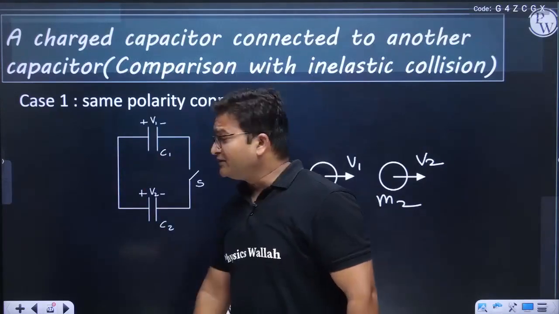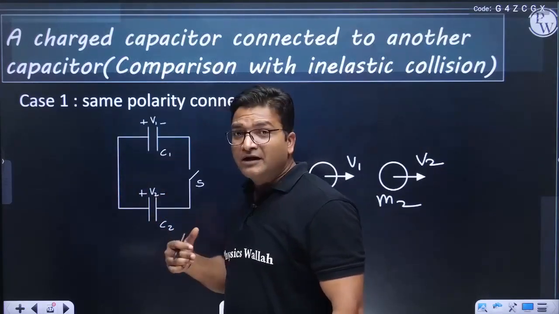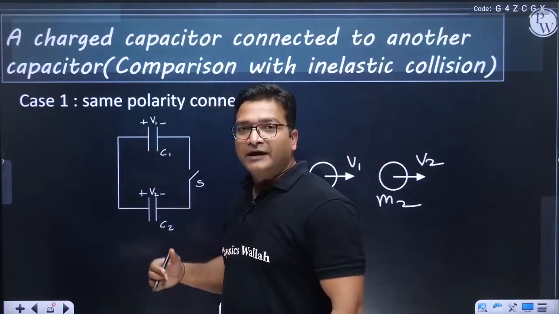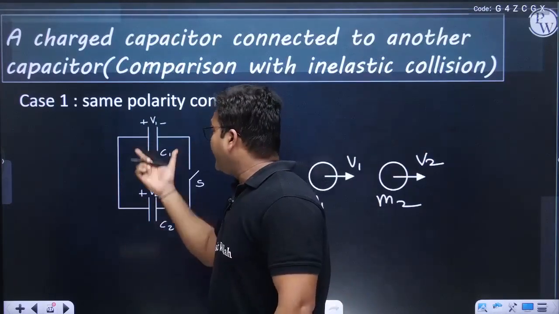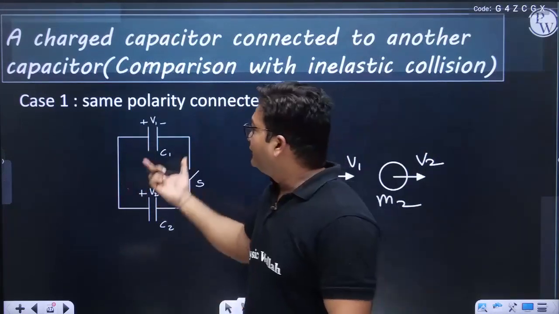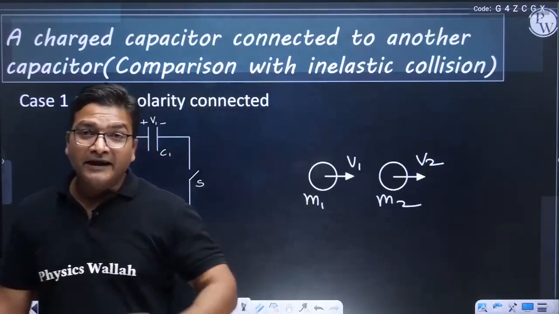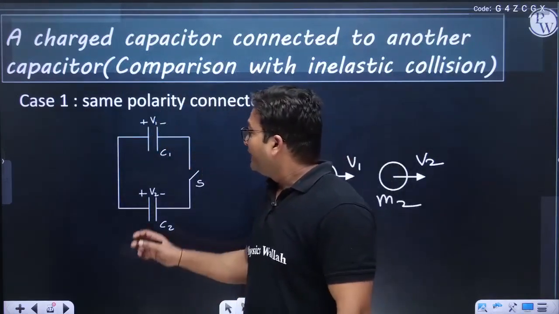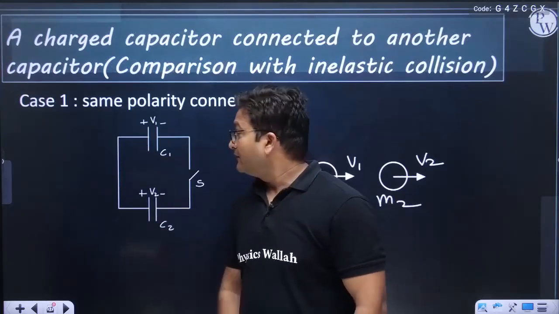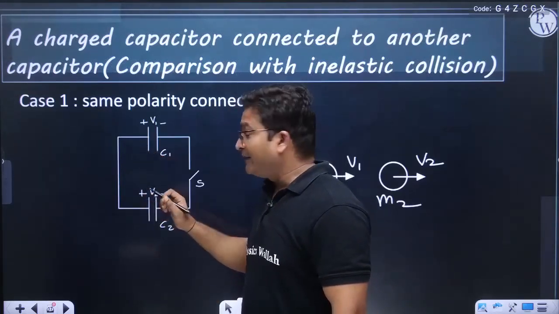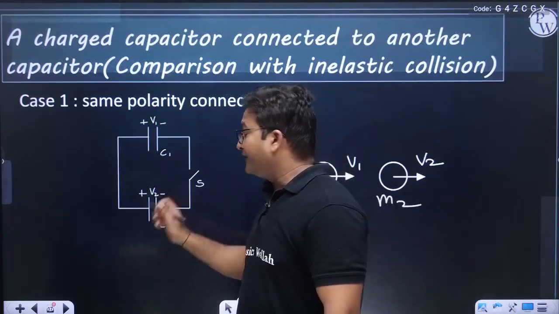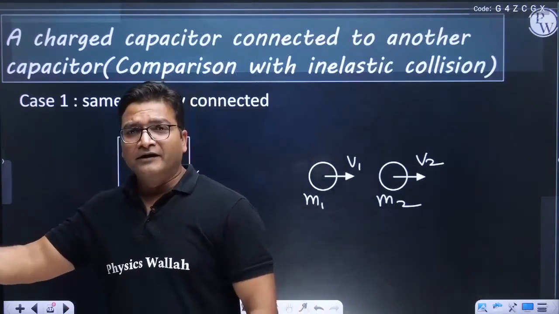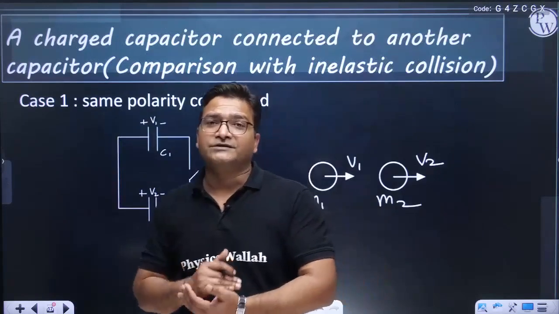Capacitors C1 and C2 are separately charged by separate batteries of EMF V1 and V2, and now they are brought and connected to each other like this. If you connect two charged capacitors, there can be two cases. The first case is positive plate connected to positive plate, and negative plate connected to negative plate. The second case is the positive plate of one connected to the negative plate of the other.